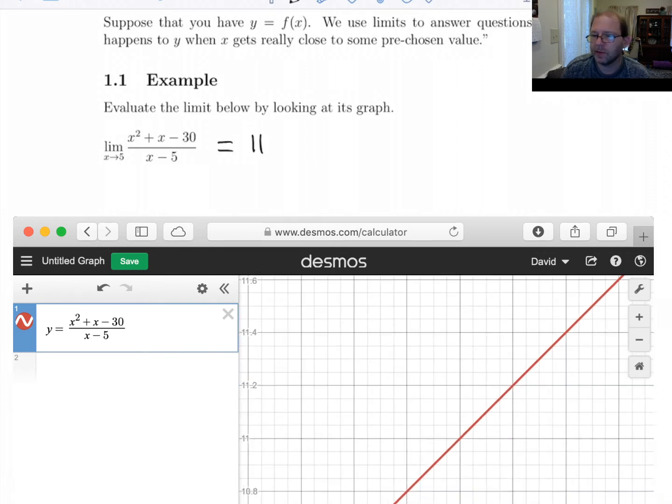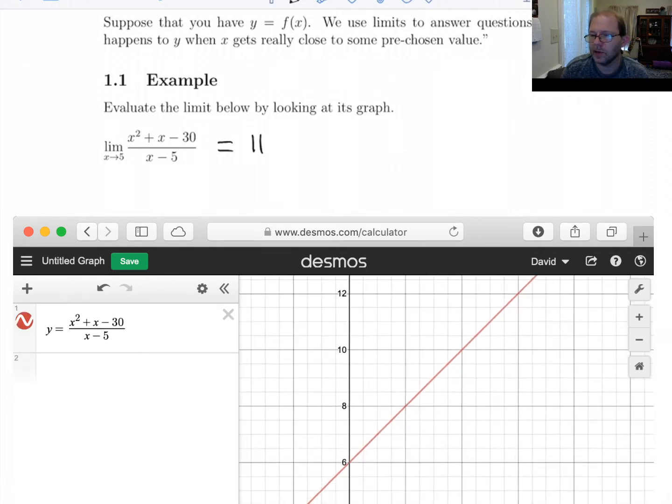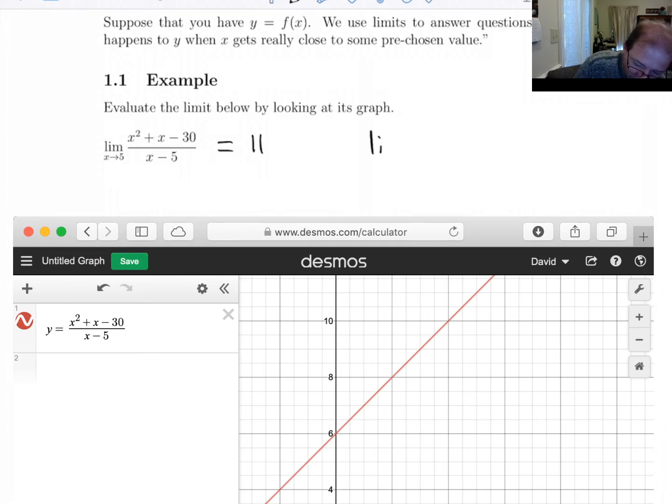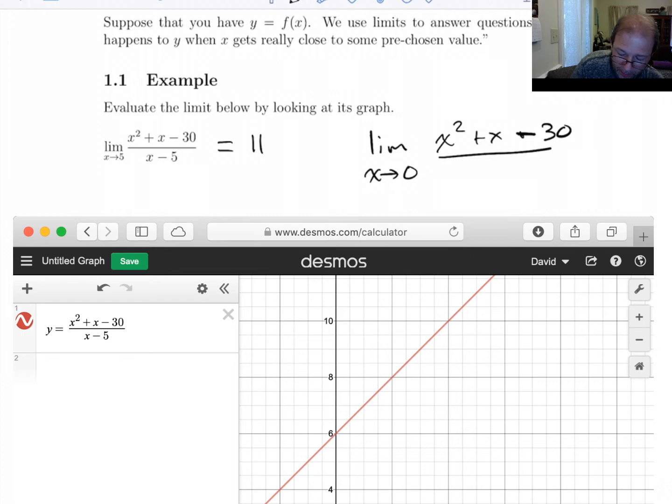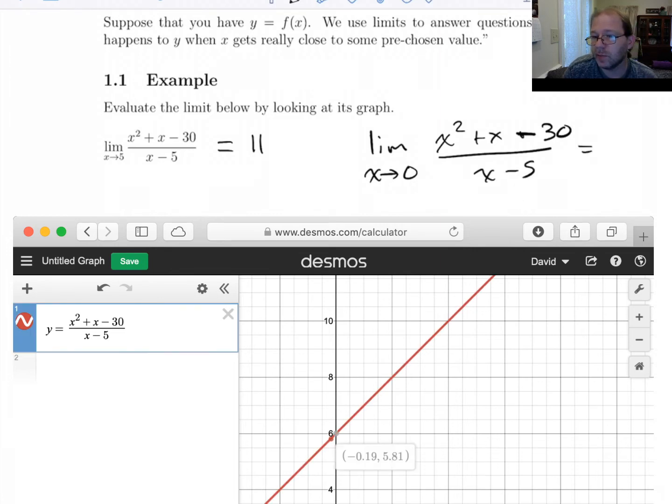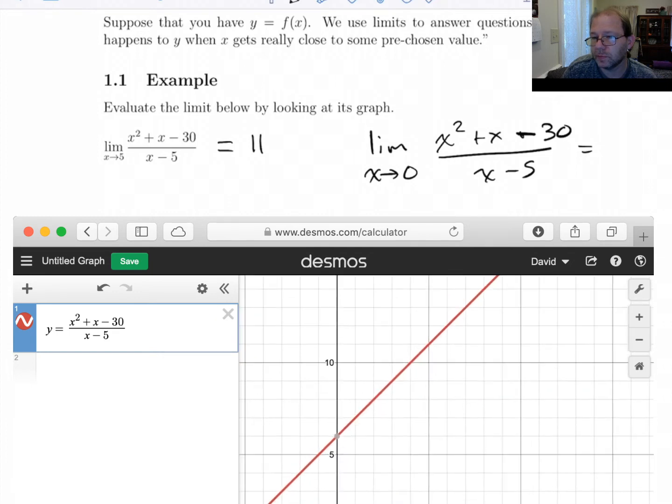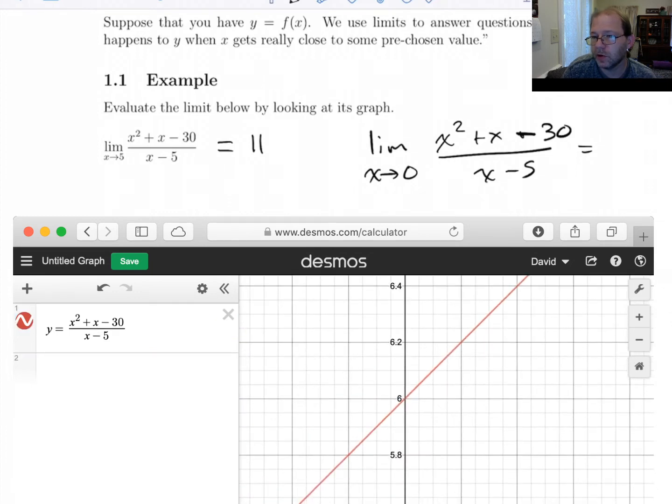Now with this same graph, let's talk about one more limit. The limit as x goes to, let's say, 0 of this graph. If we approach this point here, which has an x-coordinate of 0, the closer we get, the y value starts to approach 6. And same thing from above.